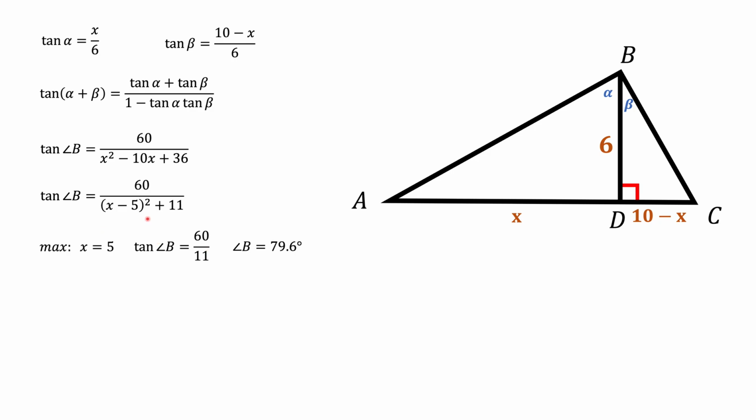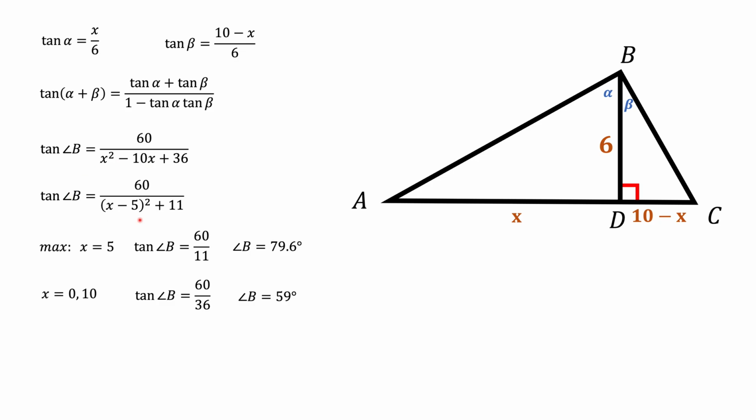Now, when we start going away from 5, either to the left or to the right, the first term in the denominator, x minus 5 squared, starts growing, the denominator grows, and tangent goes down. The angle is going to go down. So when the point D reaches either point A or point C, when x is either 0 or 10, tangent will be 60 over 36, and that corresponds to angle B of approximately 59 degrees.